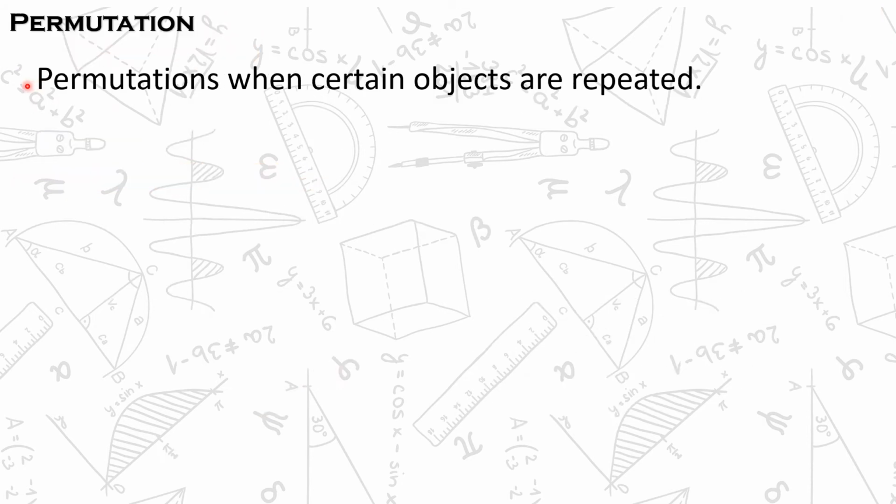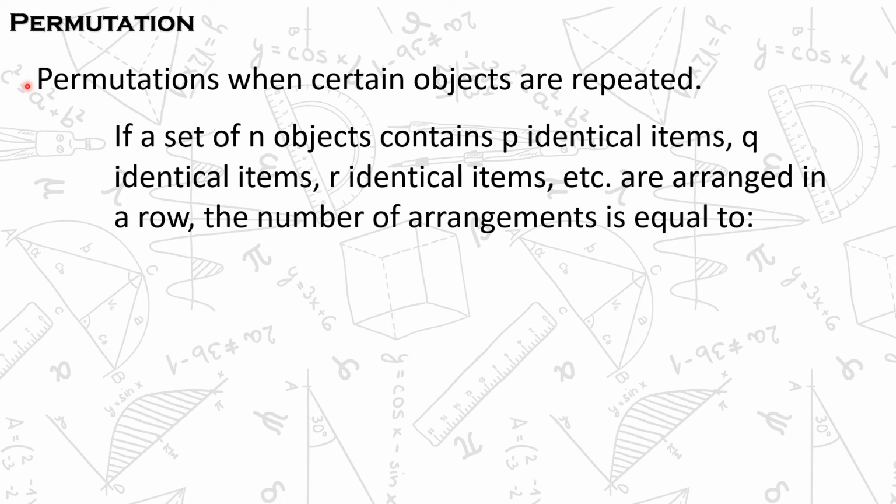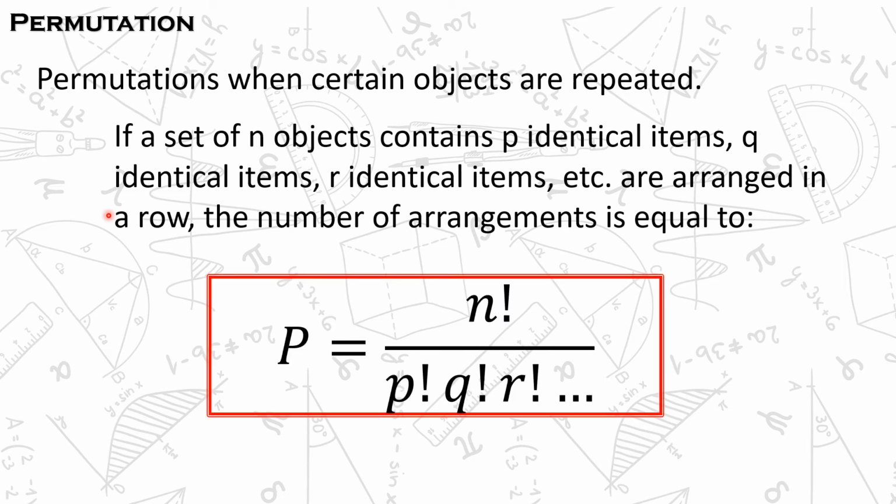This time, let us have permutations when certain objects are repeated. If a set of n objects contains p identical items, q identical items, r identical items, and etc., are arranged in a row, the number of arrangements is equal to n factorial over p factorial times q factorial times r factorial, and so on, depending on the number of items that we have.